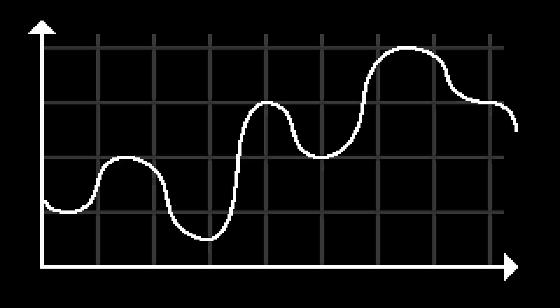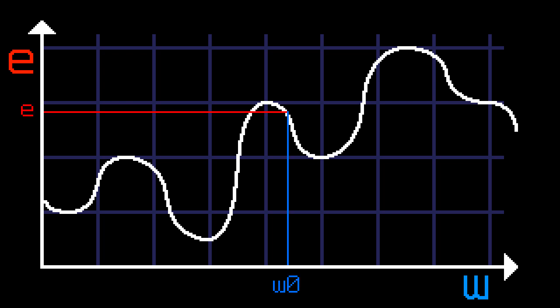Let's imagine some graph. This is just a random graph, don't take it too seriously. On the x-axis, we have all the values of a single weight. On the y-axis, we have the errors these values produce. At the start, we assign random weights to the connections. Then we need to change the weights to minimize the error.